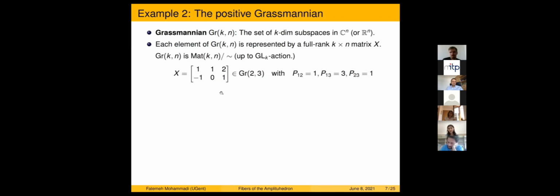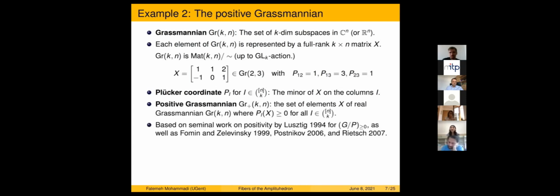For example, here I have two subsets. For {1,2}, I look at the Plücker variable indexed by {1,2}. That would be the minor of the corresponding submatrix. Now the positive Grassmannian is defined to be the set of all elements of Grassmannian (K,N) such that whenever you compute their Plücker coordinates, they are all non-negative.